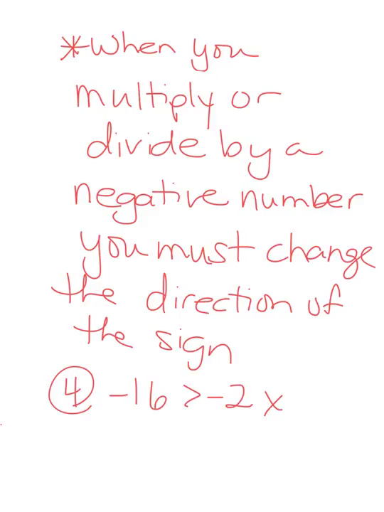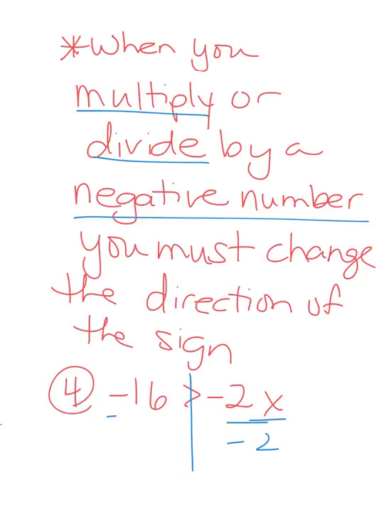Now we're going to work with something that we haven't done before. This is a new rule. When you multiply or divide by a negative number, you must change the direction of the sign. So in looking at number 4, I have negative 16 is greater than negative 2x. There's my wall. In order to isolate the variable, I need to divide both sides by negative 2. And when I do that, because I divided by a negative number, I have to change the direction of the sign. So this greater than sign right here becomes less than.